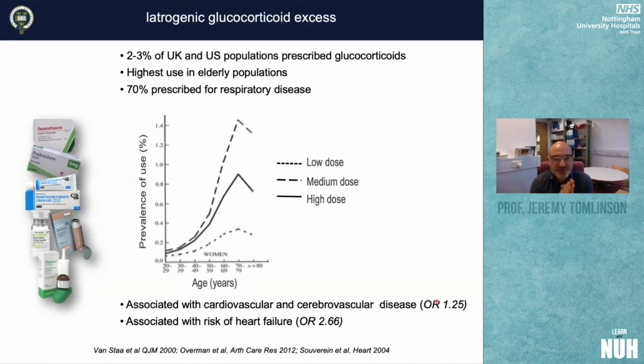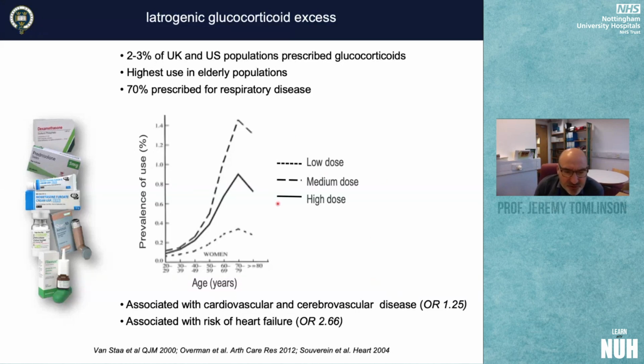So this is a problem that I've become progressively more and more interested in, partly from a research angle, but also within our clinics. Of all the clinics that I do, probably 2 or 3 patients a week I'm seeing have iatrogenic glucocorticoid excess, be it from rheumatology or respiratory, and it's a real problem. And we know, from UK and US data, that 2 to 3% of the population are prescribed glucocorticoids, highest in the elderly, and again, most commonly for respiratory disease.